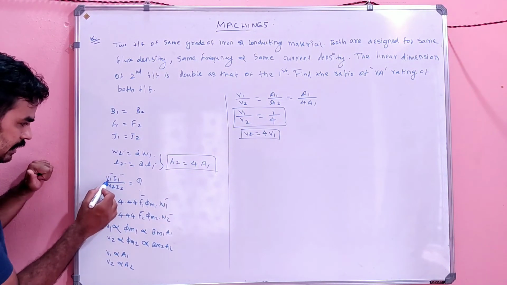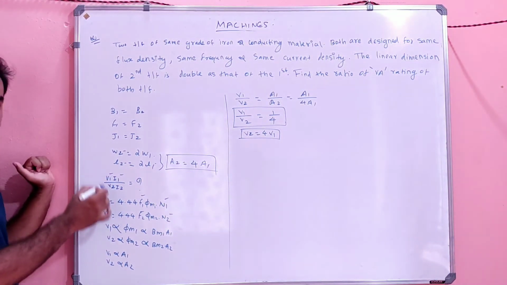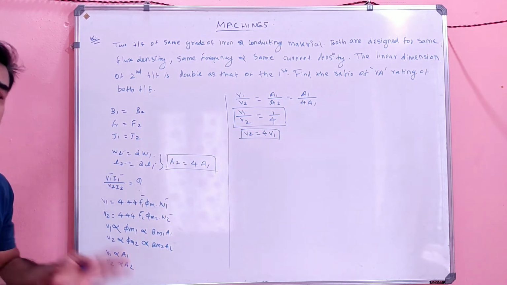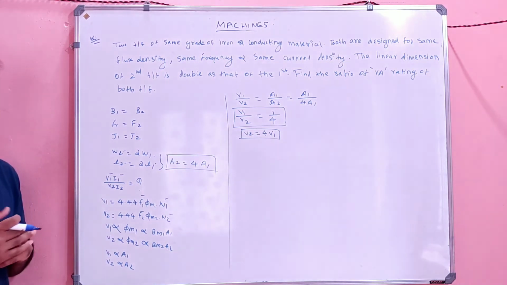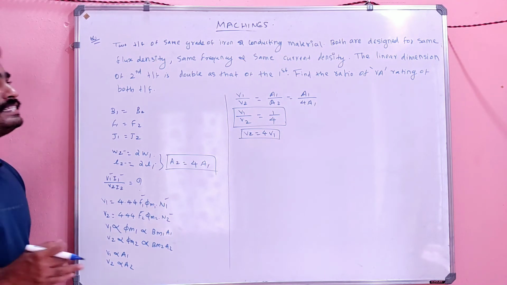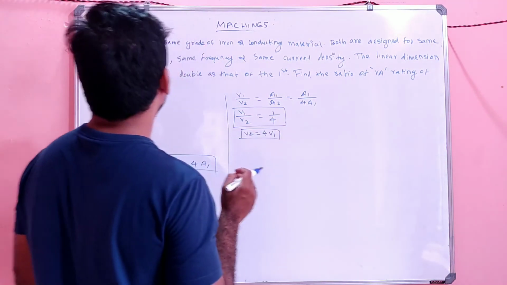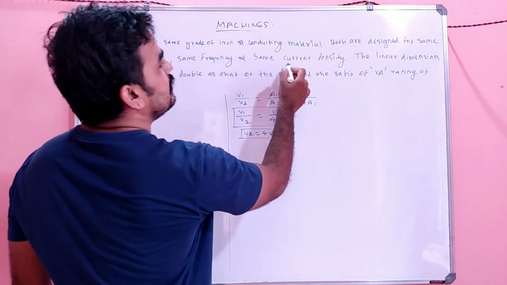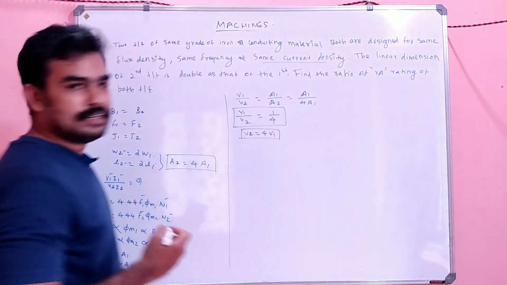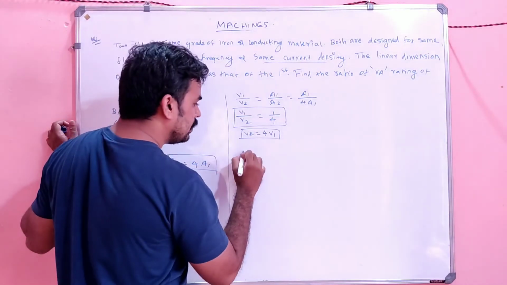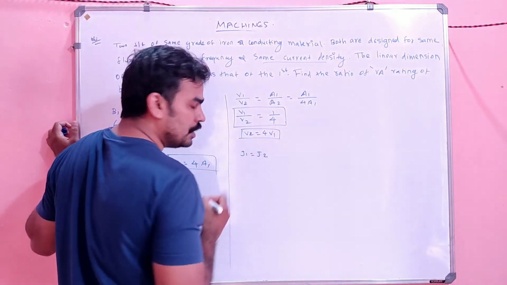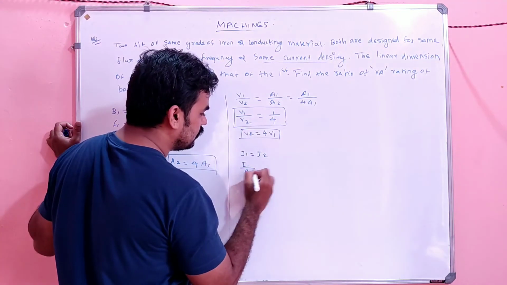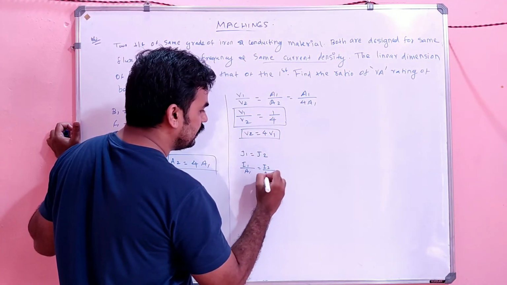So you can substitute these V1 and V2 relations. But what about I1 and I2? For that there is another clue: same current density. That means J1 will be equal to J2. J is nothing but current over area, so I1 by A1 equals I2 by A2.